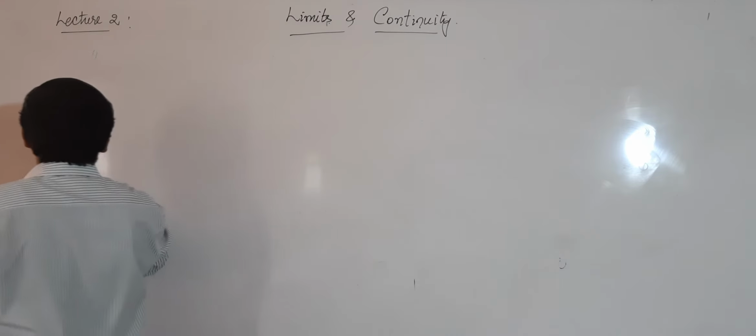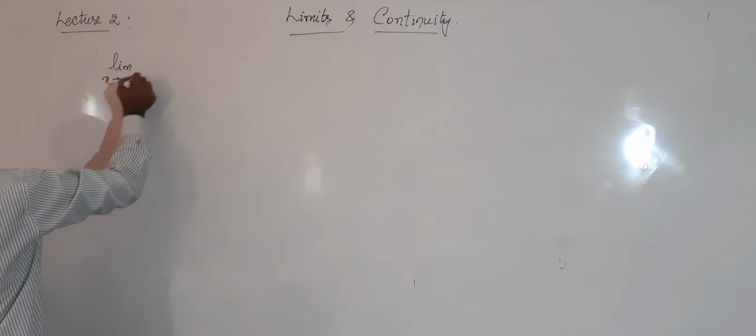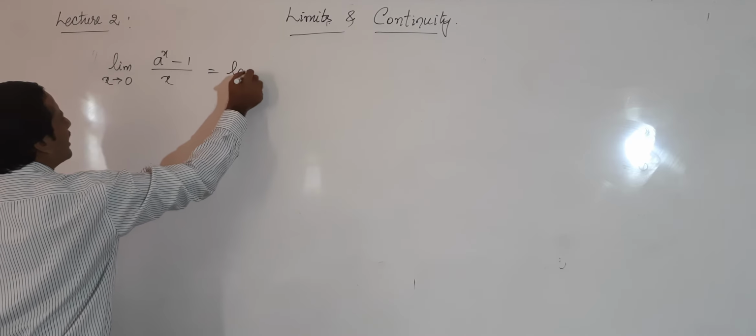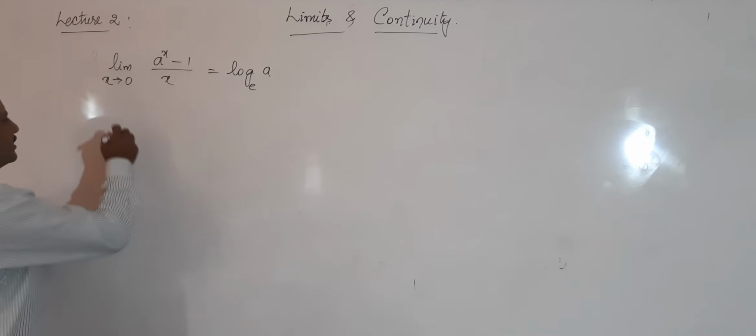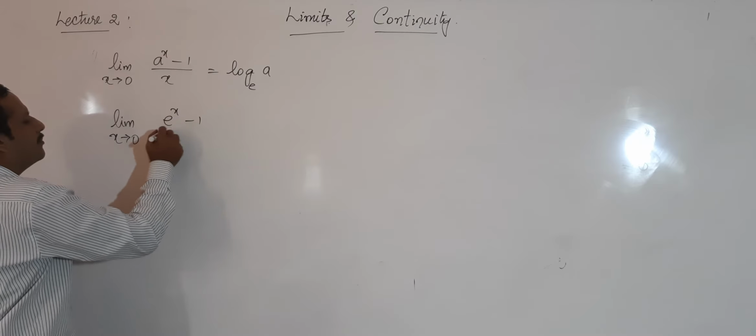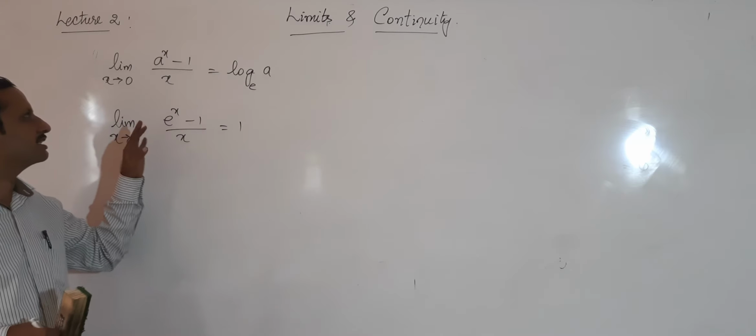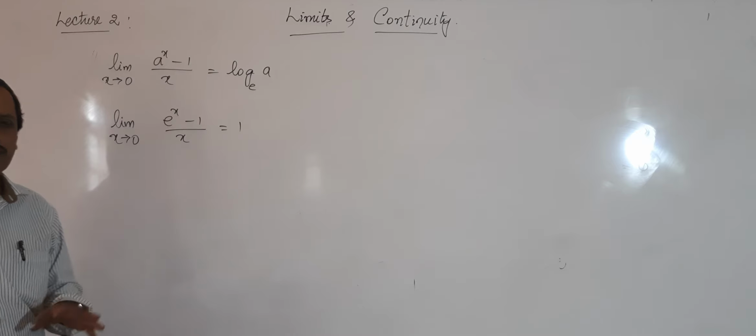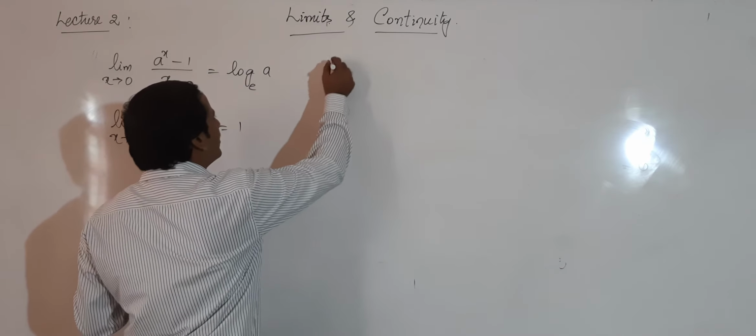Okay, next limit x tends to 0, (a power x minus 1) divided by x, this is equal to log a to the base e. This formula you remember. I think these two formulas, limit x tends to 0, (e power x minus 1) by x, this is equal to 1. You have already come across these two formulas, you must remember this. Okay. If you can remember, well and good. If you cannot remember, I give you the proof of how I got that formula, so then you can remember it.